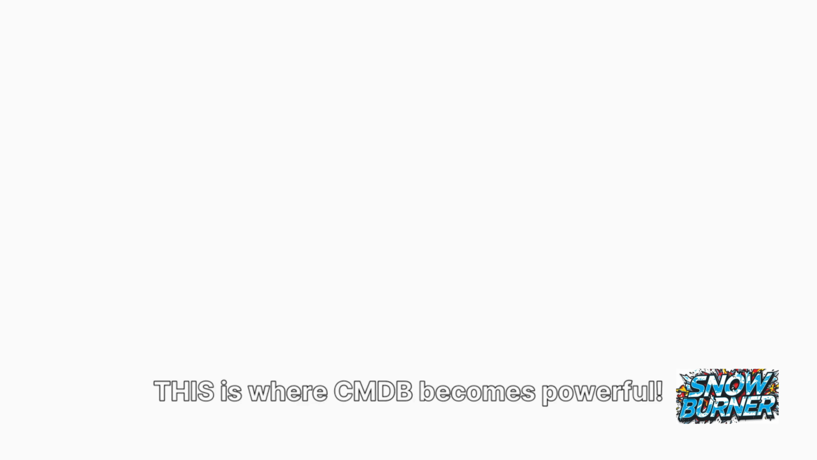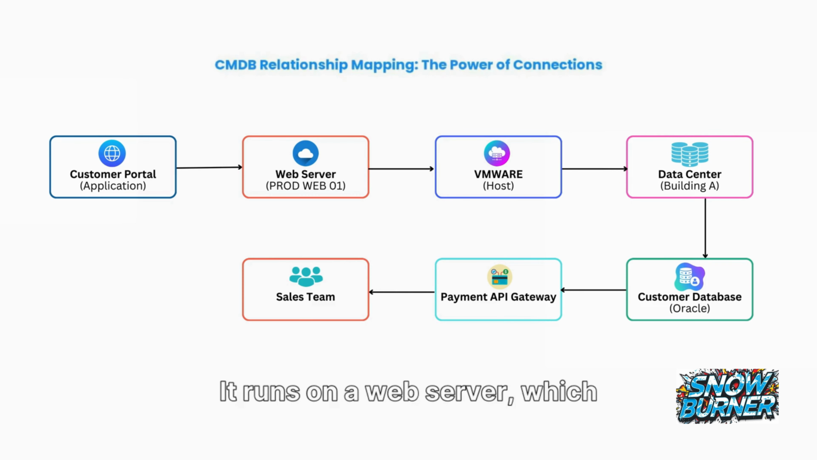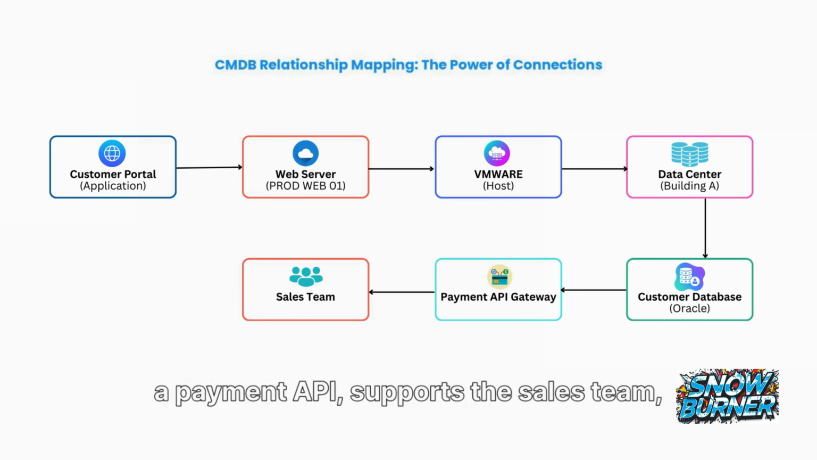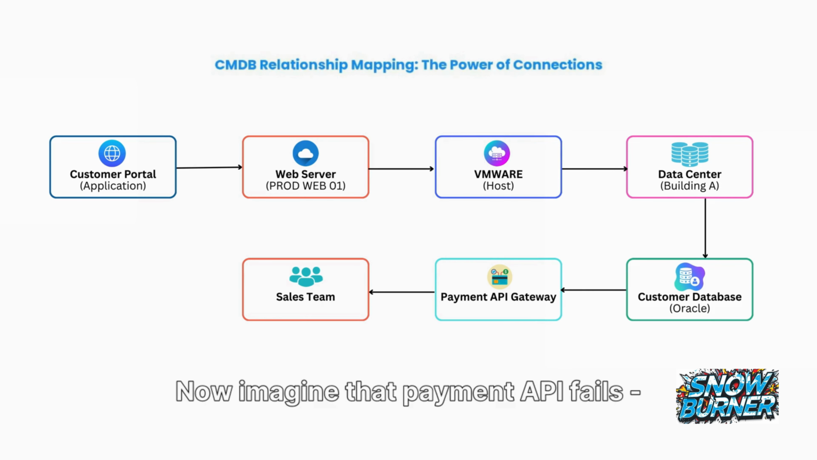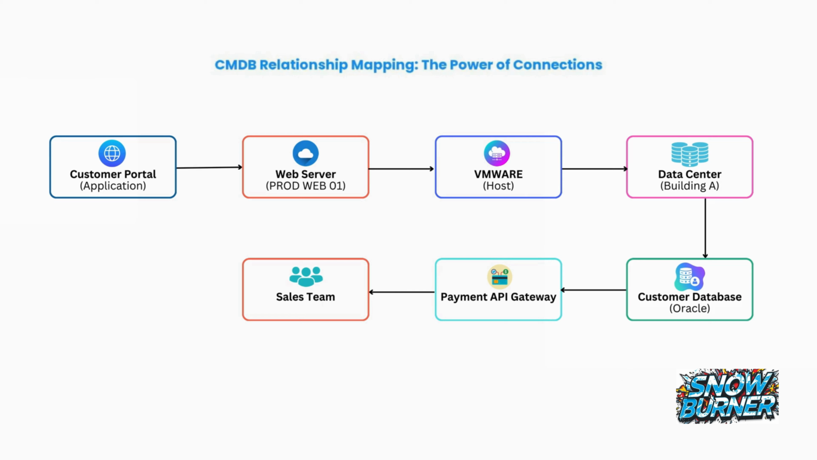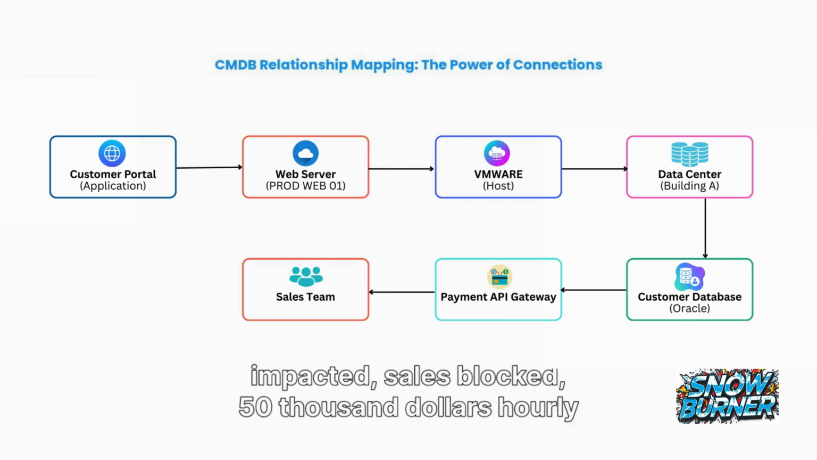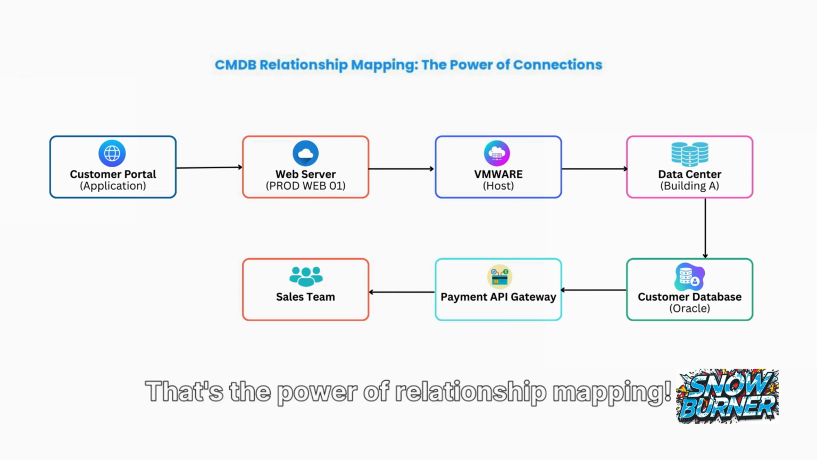This is where CMDB becomes powerful. See the customer portal? It runs on a web server, which sits on a VMware host in Data Center Building A. It connects to the customer database, uses a payment API, supports the sales team, serves 5,000 customers. Now imagine that payment API fails. Instantly you know. Portal affected, 5,000 customers impacted, sales blocked, $50,000 hourly revenue risk. That's the power of relationship mapping.